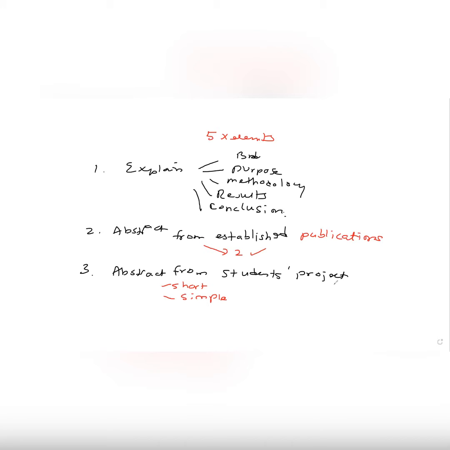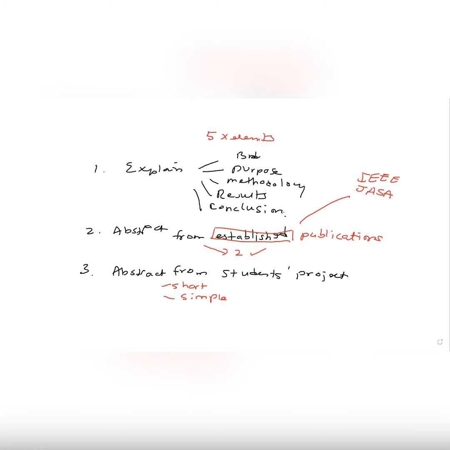How the abstract looks like from the established publication. What does it mean by established publication? Established means that, for example, this IEEE, right? IEEE, maybe the Journal of the Acoustical Society of America, and so on. Maybe some publication in mechanical engineering and so on.